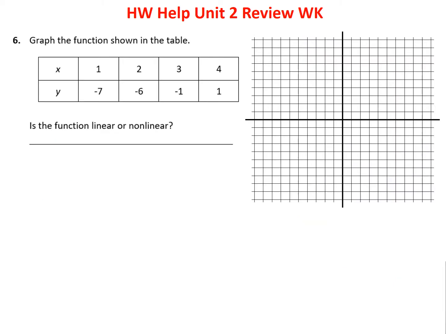Problem 6 asks us to graph the function first and then determine if it's linear or nonlinear. Well, that's easy. This is our x value and this is our y. We always graph x first. So 1 over 1, and then down 7. 1, 2, 3, 4, 5, 6, 7. So there's our first point. Second point is 2, minus 6. So 1, 2 over 2. 1, 2, 3, 4, 5, 6. Second point. Third point is 3, minus 1. 1, 2, 3, minus 1.